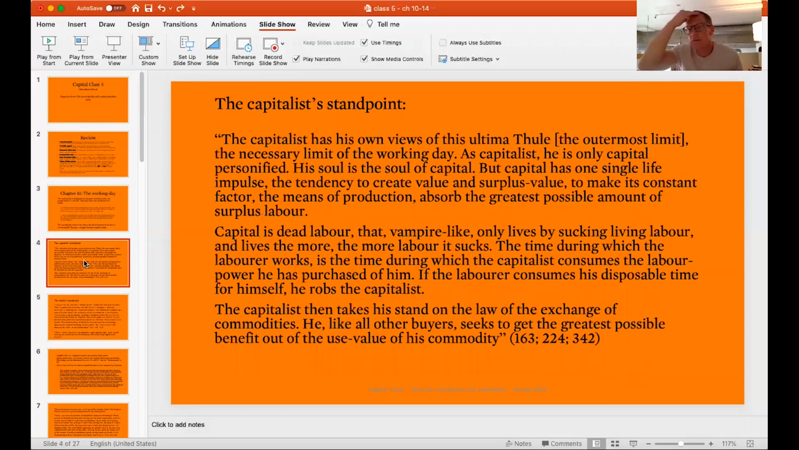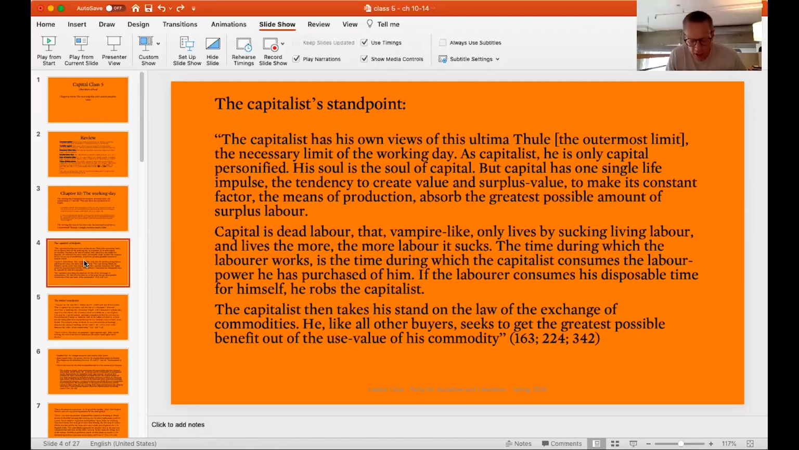And to set this up, Marx gives us basically a fictional discussion between the capitalist and the worker when they are exchanging labor power. And so the capitalist, from the capitalist standpoint, the capitalist says, well, I paid for your use value, right? And so therefore I should determine how to use it.